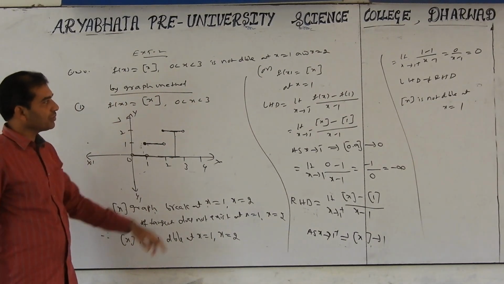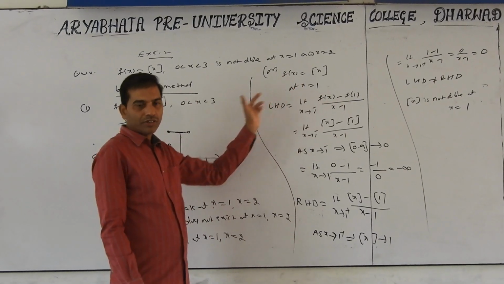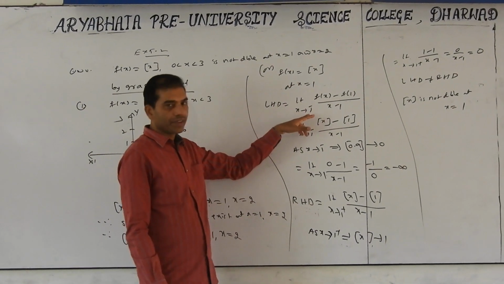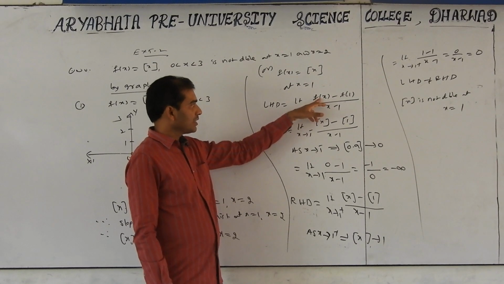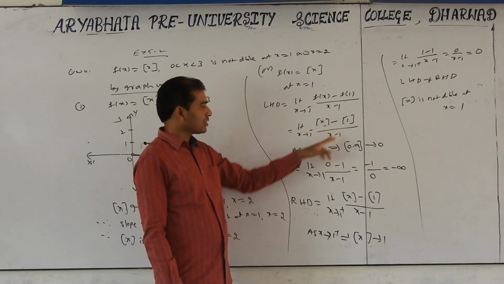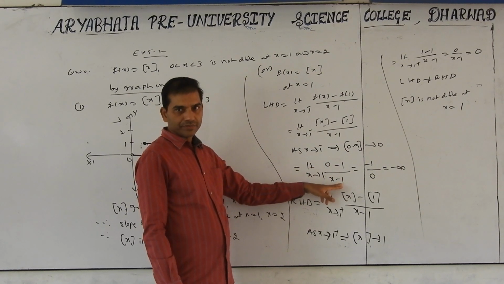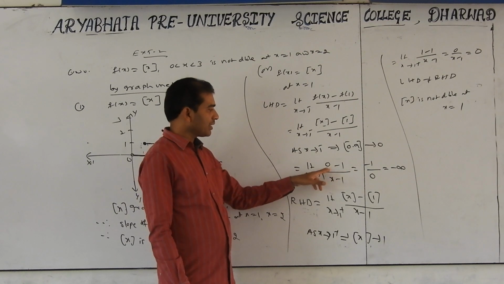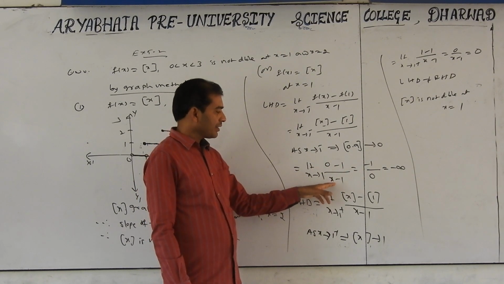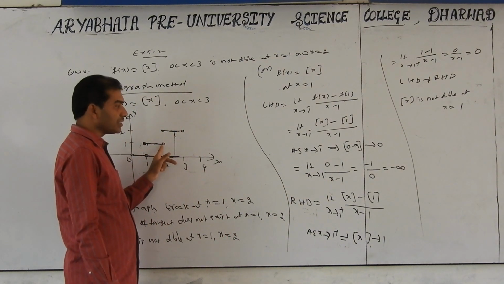Similarly at x equal to 2. Can you solve at x equal to 2? You can solve it yourself. I am just giving an example. 2 minus step x, 2 minus means 1. So 1 minus 2 minus 1 by x minus 2. So minus 1 here. Below 2, if you take, here we get 0.